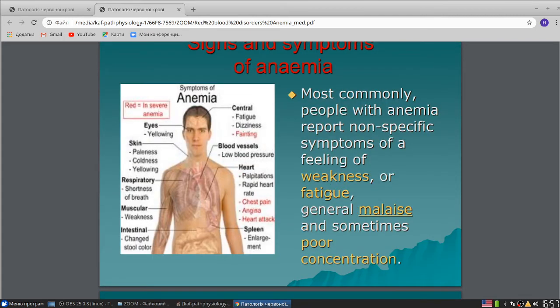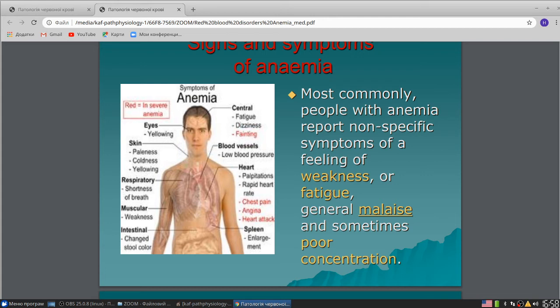Symptoms of anemia which are typical for most people are non-specific symptoms like weakness, fatigue, general malaise, sometimes poor concentration. In hemolytic anemia there can be yellowish eyes and jaundice of the skin. In the central nervous system, in all the most common types of anemia, it will be fatigue and dizziness. In blood vessels, low blood pressure. In the heart, it can be palpitation, rapid heart rate, chest pain, angina, sometimes heart attack. In the spleen, it can be enlargement, and the liver too.